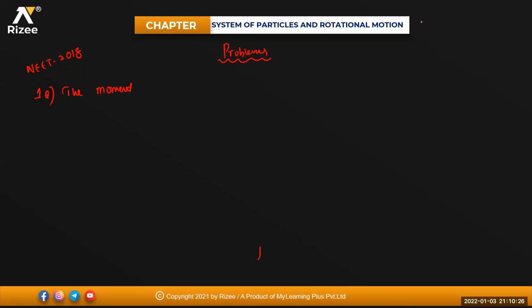Problems on your rotational mechanics, beta. See the first question which has been asked in 2018. The question says something like this: the moment of your force F bar is equal to 4 I cap plus 5 J cap minus 6 K cap at 2 comma 0 comma minus 3 about the point 2 comma minus 2 comma minus 2 is given by.